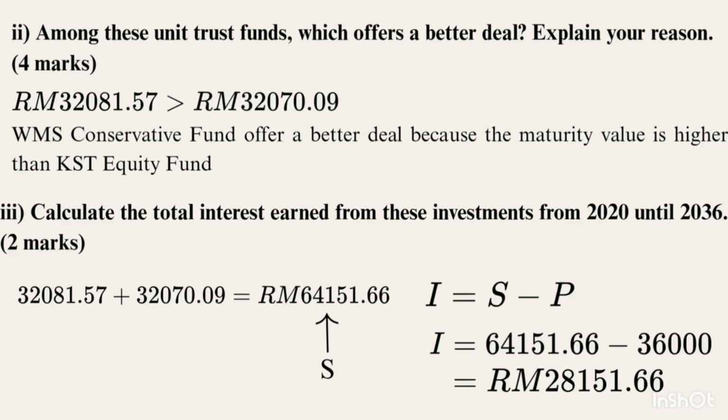So question 2I, among these unit trust funds, which offers a better deal? Explain the reason. So we know from the previous question, the WMS conservative fund has a bigger maturity value compared to the KST equity fund, which means the WMS conservative fund offers a better deal because the maturity value is higher than the KST equity fund. So that means 32,001.57 ringgit is bigger than 32070.09.